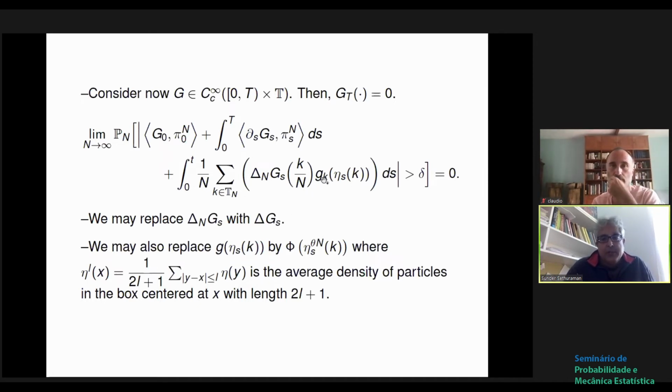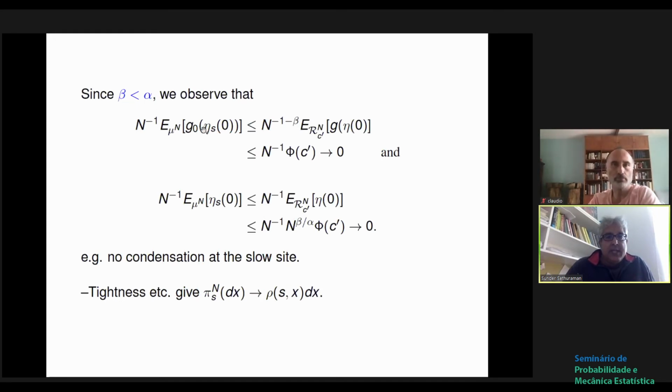if k is not equal to 0, g k is just equal to g, and so we can replace that by a function of the local particle number. So this is the notation for the average number of particles in a small macroscopic block of width of order beta. That's what this is. And so one can do this. The effect of the slow site is not here because of those previous static computations.